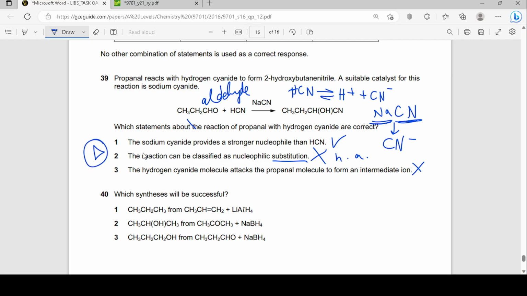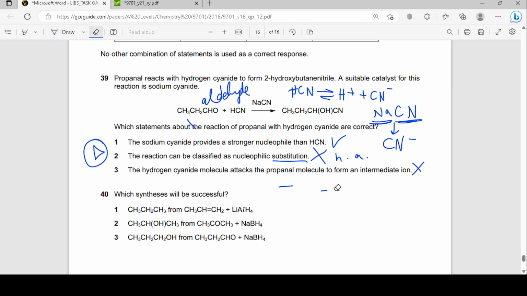But let me read the third one as well. The hydrogen cyanide molecule attacks the propanal molecule to form an intermediate ion. Yeah, that's right. What do you get? You get CH3CH2COH, and this is partially reagent. I should get some more space.